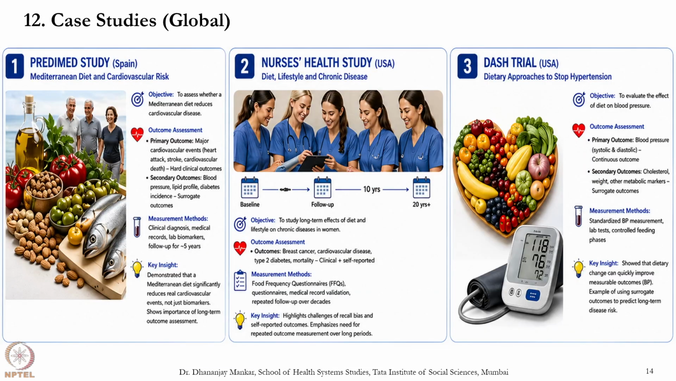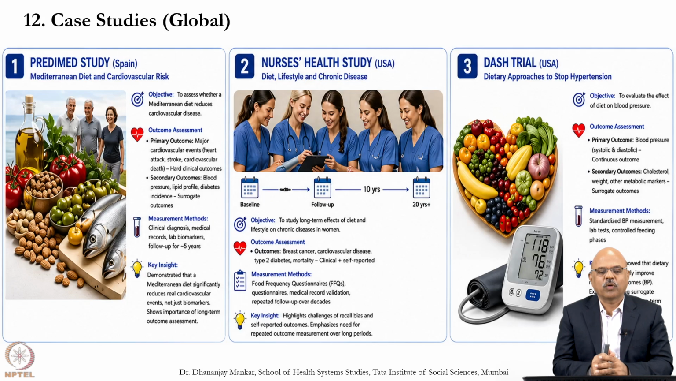Some important global case studies. The PREDIMED study from Spain, which was on Mediterranean diet and cardiovascular risk association. The objective of the study was to assess whether a Mediterranean diet reduces cardiovascular disease or not.